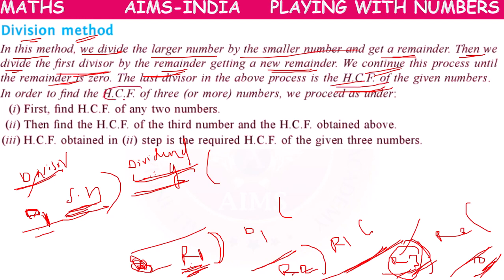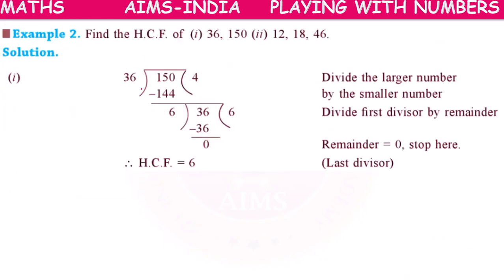Suppose you have 3 or more numbers, then what do we have to do? First we find the HCF of 2 numbers. With that HCF and the third number, we find a new HCF. And again with that HCF and the fourth number, we find a new HCF. Like that we continue for all the numbers. You can understand better with an example, children.